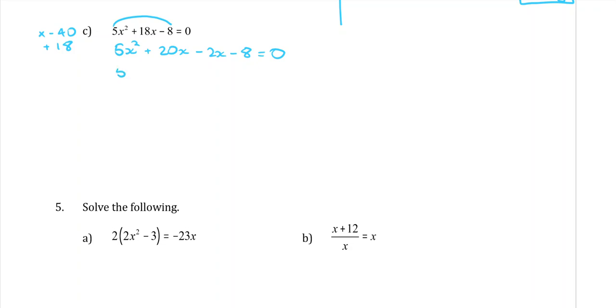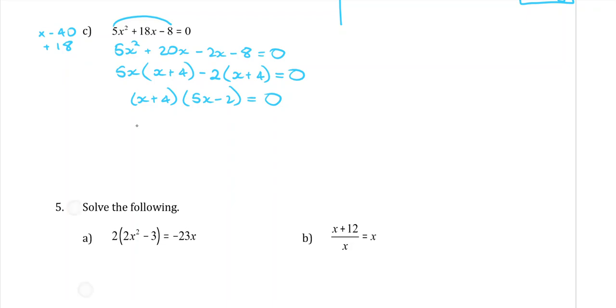Factorise 5x out of the first two terms. That would give x plus 4. The third and fourth term, we can factorise out the minus 2 to get x plus 4 equals 0. X plus 4 is the common factor. 5x minus 2 will go into its own bracket, and we've completely factorised.